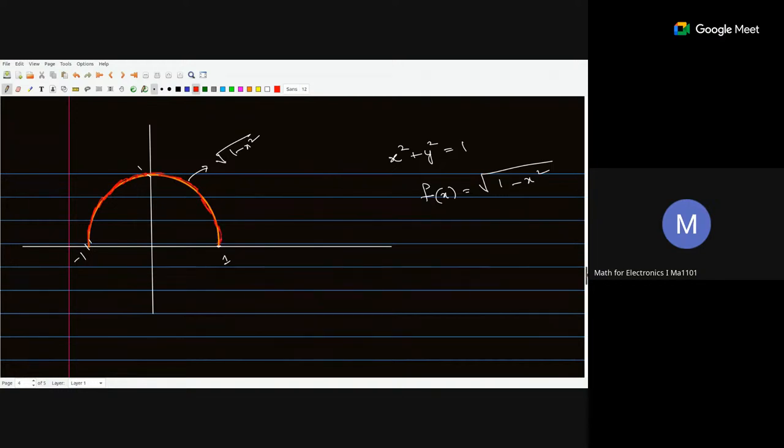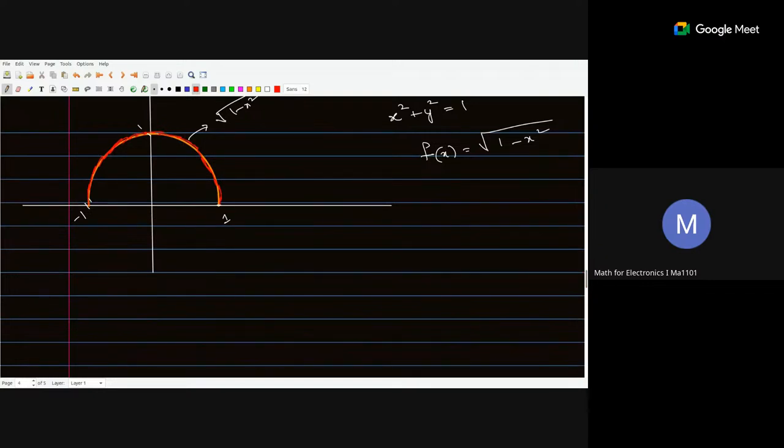How will I find? So people who have watched the lectures would know this. How would I find? See, if you want to find anything, you start with small things and you just add those small things.